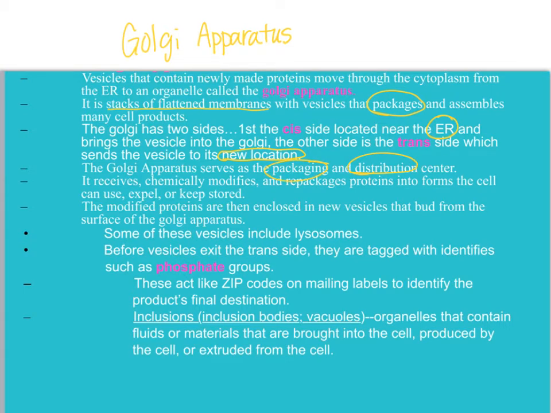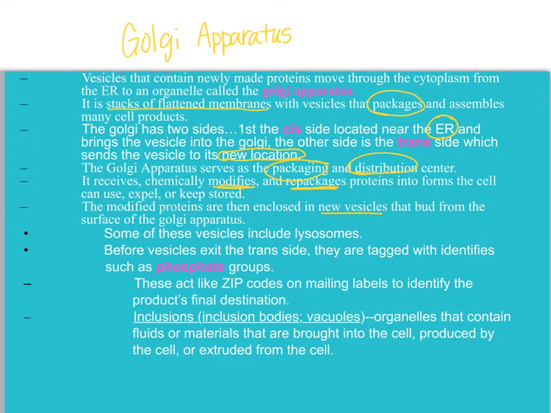Think kind of like Amazon. So it receives, modifies, and repackages those proteins. Then it can either store them for later, use them, or get rid of them, like we saw in the picture before. Anyway, those modified proteins, when they leave the Golgi, are enclosed in a new vesicle that pinches off or buds off from the Golgi, very similar to how it buds off from the ER.